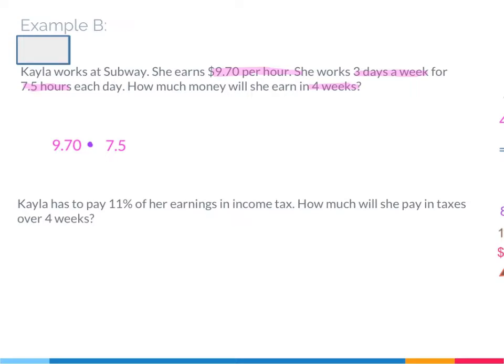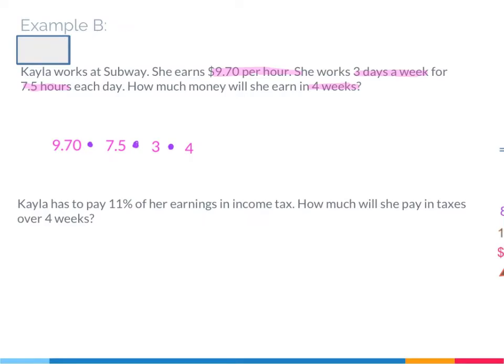But she doesn't only work 1 day a week. According to the problem, she also works 3 days a week. So I'm going to take the amount of money that she makes in 1 day and multiply that by 3, because then that'll tell me how much money she makes in 1 week. But she doesn't just work 1 week. We have to figure out how much she makes in 4 weeks. So we're going to take our answer there and we're going to be multiplying it by 4, because that's the number of weeks that she works.